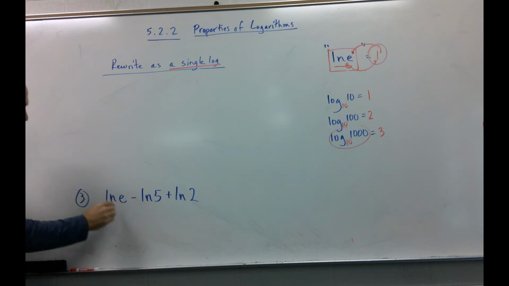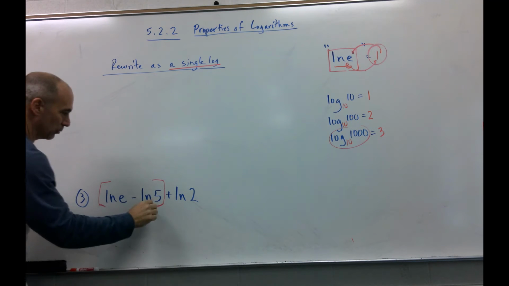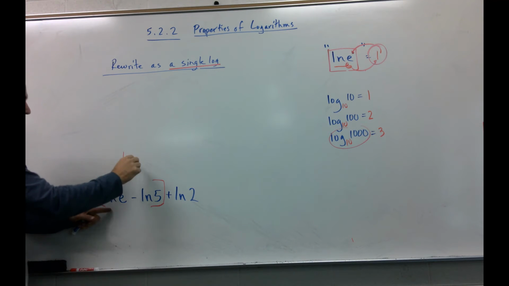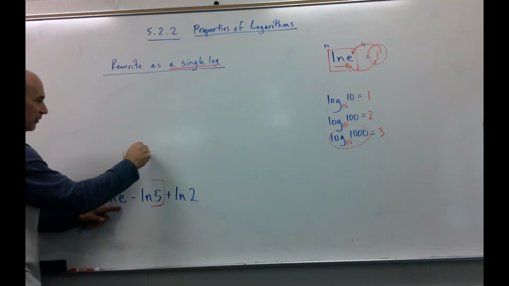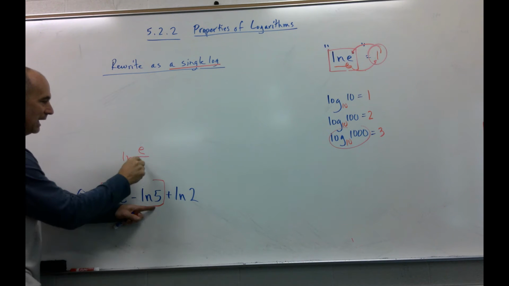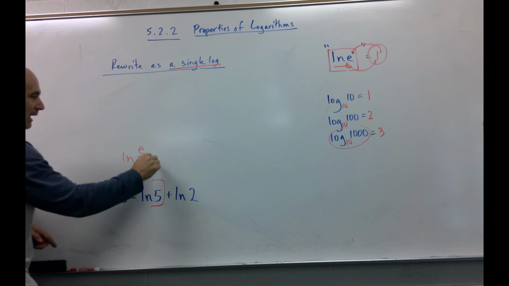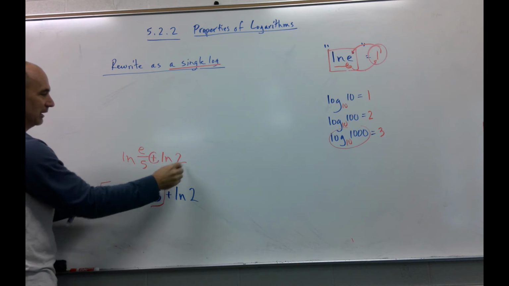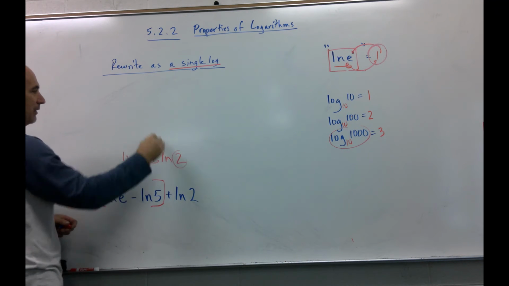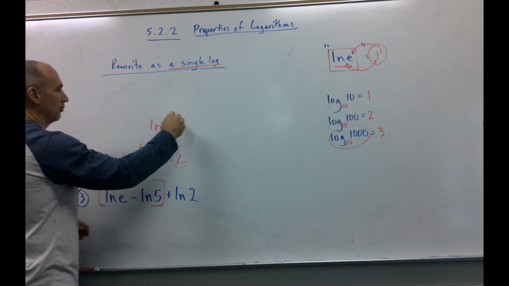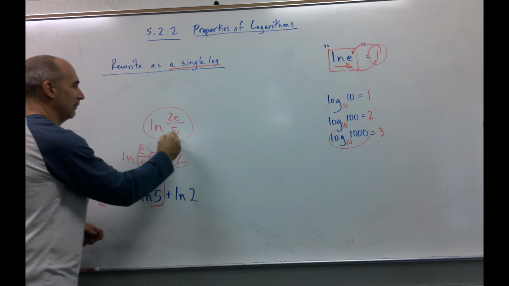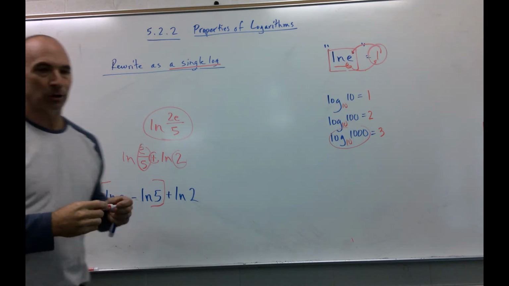But what they want us to do is just follow our rules. Forget that that equals 1. Just follow the rule. The 2 shall become 1. Subtraction means the first guy goes in the top, second guy goes in the bottom. And that's plus the natural log of 2. Addition means I multiply these two things together, so I get the natural log of 2e all over 5. And that's it for writing as a single log.